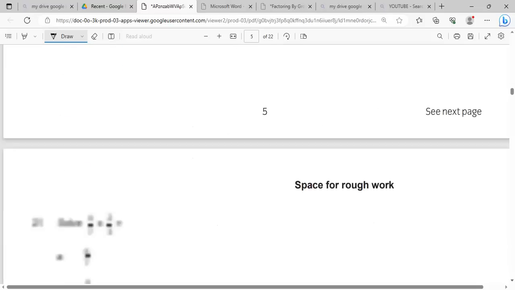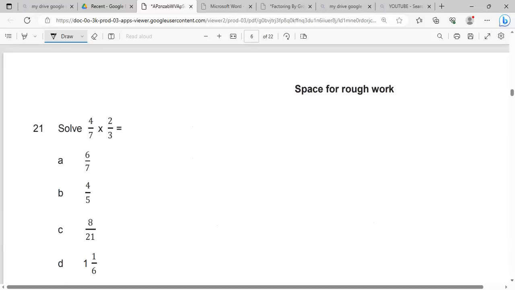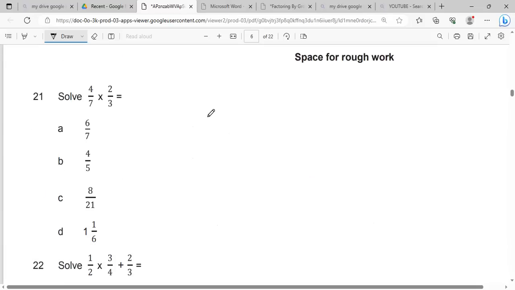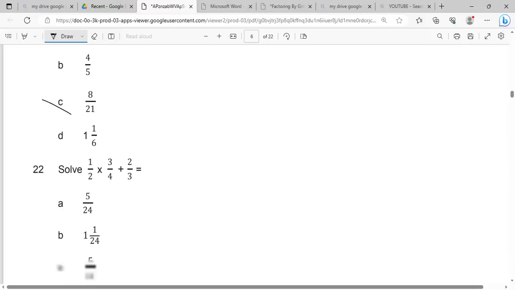Let's go. Number 21 says solve 4/7 times 2/3. So all we do is multiply across, numerator by numerator and denominator by denominator. So 4 times 2 is 8 and 7 times 3 is 21. We can't break that down.